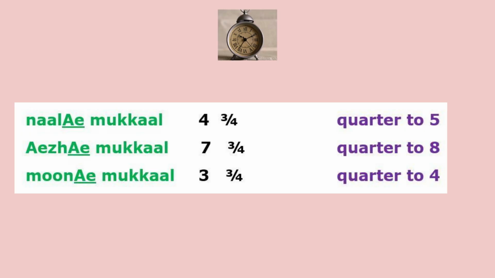Now let us go to 10:45, 4:45, such times. Nale mukkal. So nale is 4, and similar to how we use it for the quarter, where we say one, rende, similarly again for this, it is nale. Nale mukkal means 4:45. Ere mukkal is 7:45. Moone mukkal means 3:45.